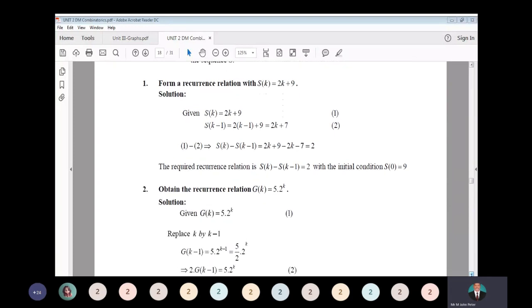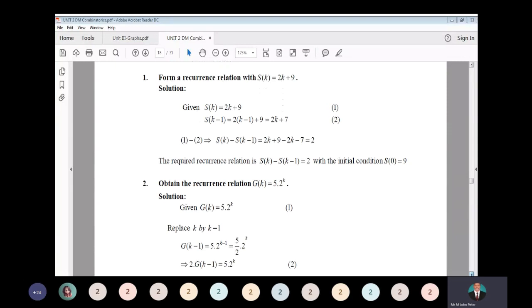Form a recurrence relation for S(k) = 2k + 9. S(k) = 2k + 9. So for S(k-1), replace k by k-1, and you will get 2(k-1) + 9, that is equal to 2k + 7. Then S(k) - S(k-1) is equal to 2k + 9 - 2k - 7, which is equal to 2. So the recurrence relation is S(k) - S(k-1) = 2 with the initial condition S(0) = 9.